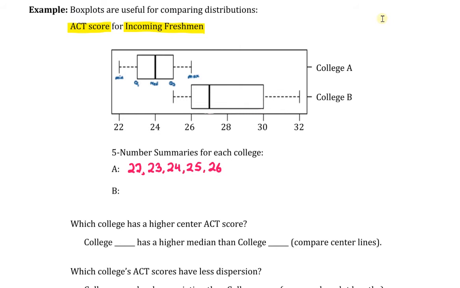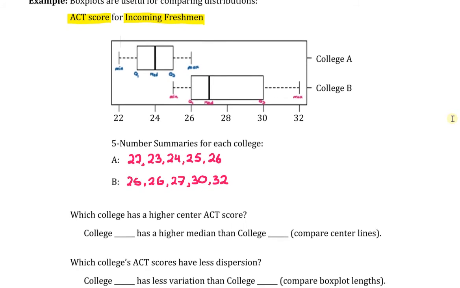For College B, you'd like to see that there is a minimum value at 25, a first quartile at 26, a median at 27, a third quartile at 30, and a maximum at 32. So our 5-number summary for College B would be 25, 26, 27, 30, and 32. Now let's look at comparing the ACT scores for both colleges using these box plots.